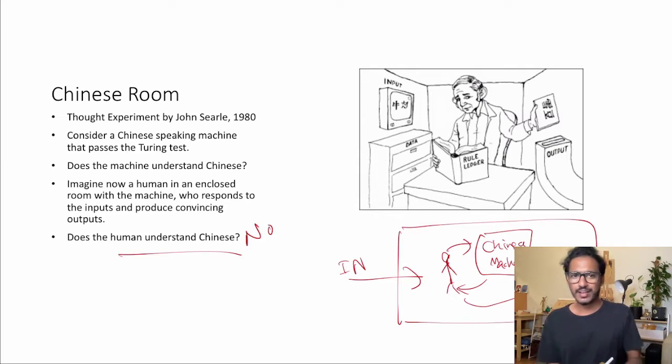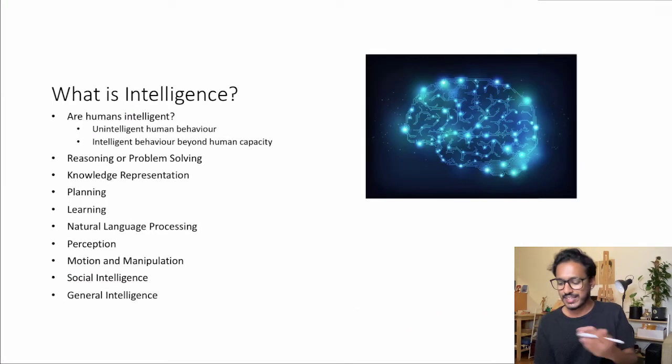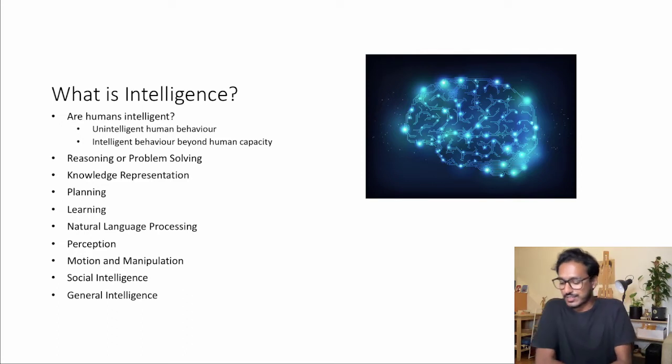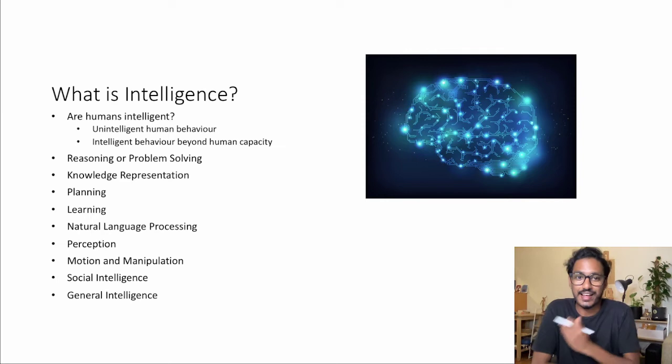So now this brings us to the question, so what is intelligence? I think we discussed already, are humans intelligent as a species, as individuals? Questionable. And we discussed unintelligent human behavior and also intelligent behavior beyond human capacity.